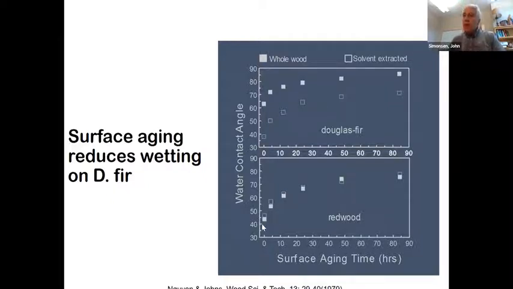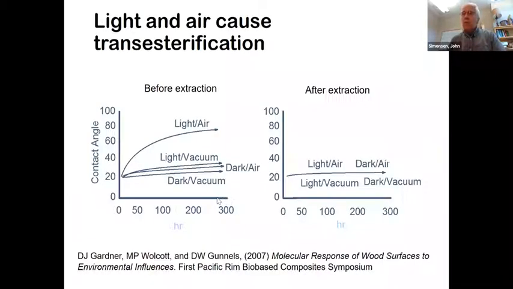So the key here, when you're trying to glue wood and get the best bond, is to glue it as soon as possible after it's been machined. That's the main lesson here. Also, be aware of extractives, right? And there's another issue with extractives.